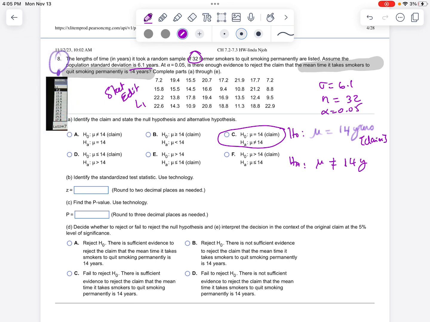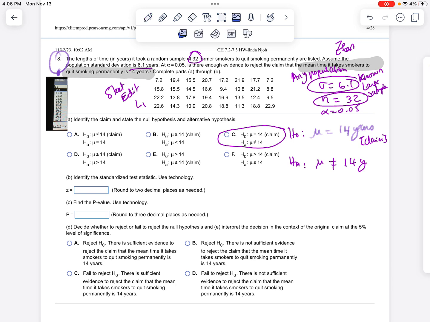Then you go to Stat Test. It's a z-test. How do I know? I have sigma that's known. I have a large sample. And I have any population. I know it's a z-test. So now, input is data. Mu 0, we said 14. Sigma is 6.1. The data is in L1, and then it's different time.